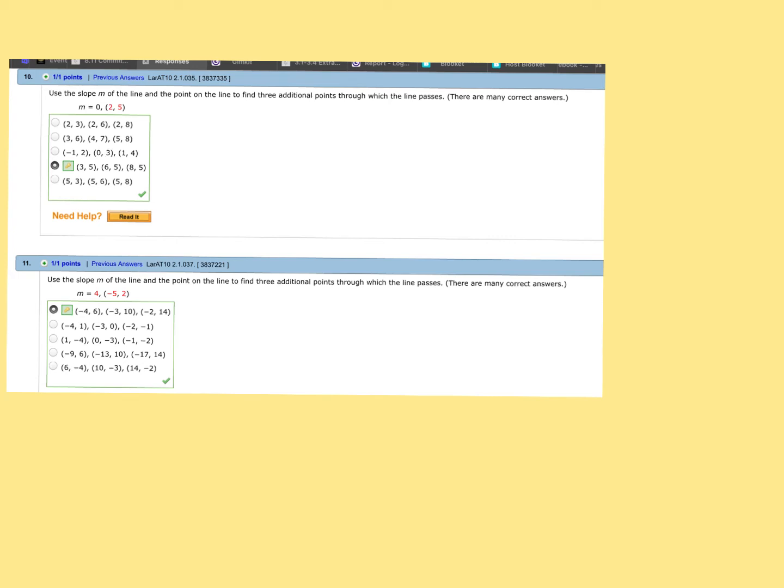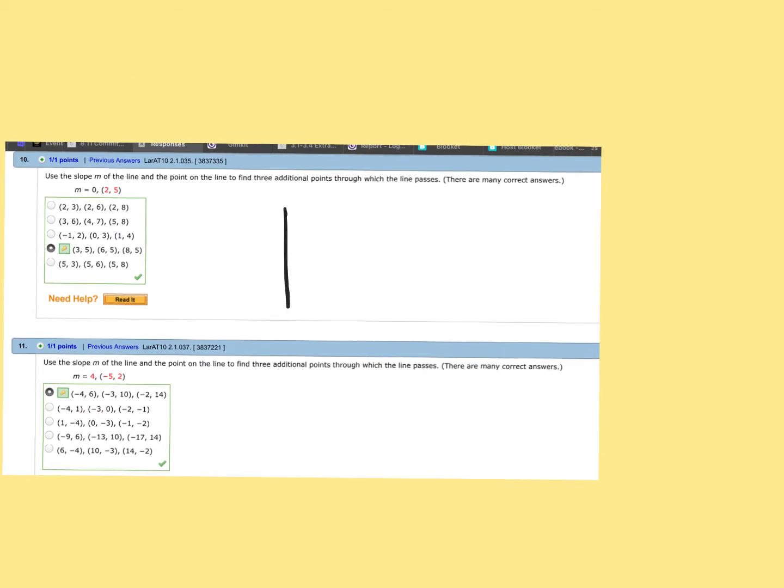All right, so the directions on 10 say, use the slope of the line and the point on the line to find 3 additional points through which the line passes. For 10, your slope is 0. So what kind of line has a slope of 0? Horizontal. So that means you're moving left to right.